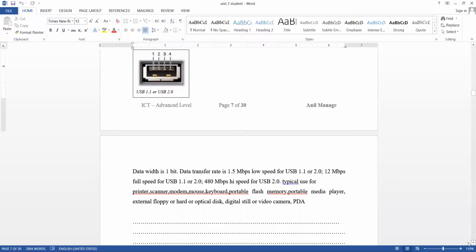Now this port is giving the power, 5 volt. That's why we can charge the mobile phone. And this is plug and play. Plug and play means what? As soon as you plug this, you can work on that.